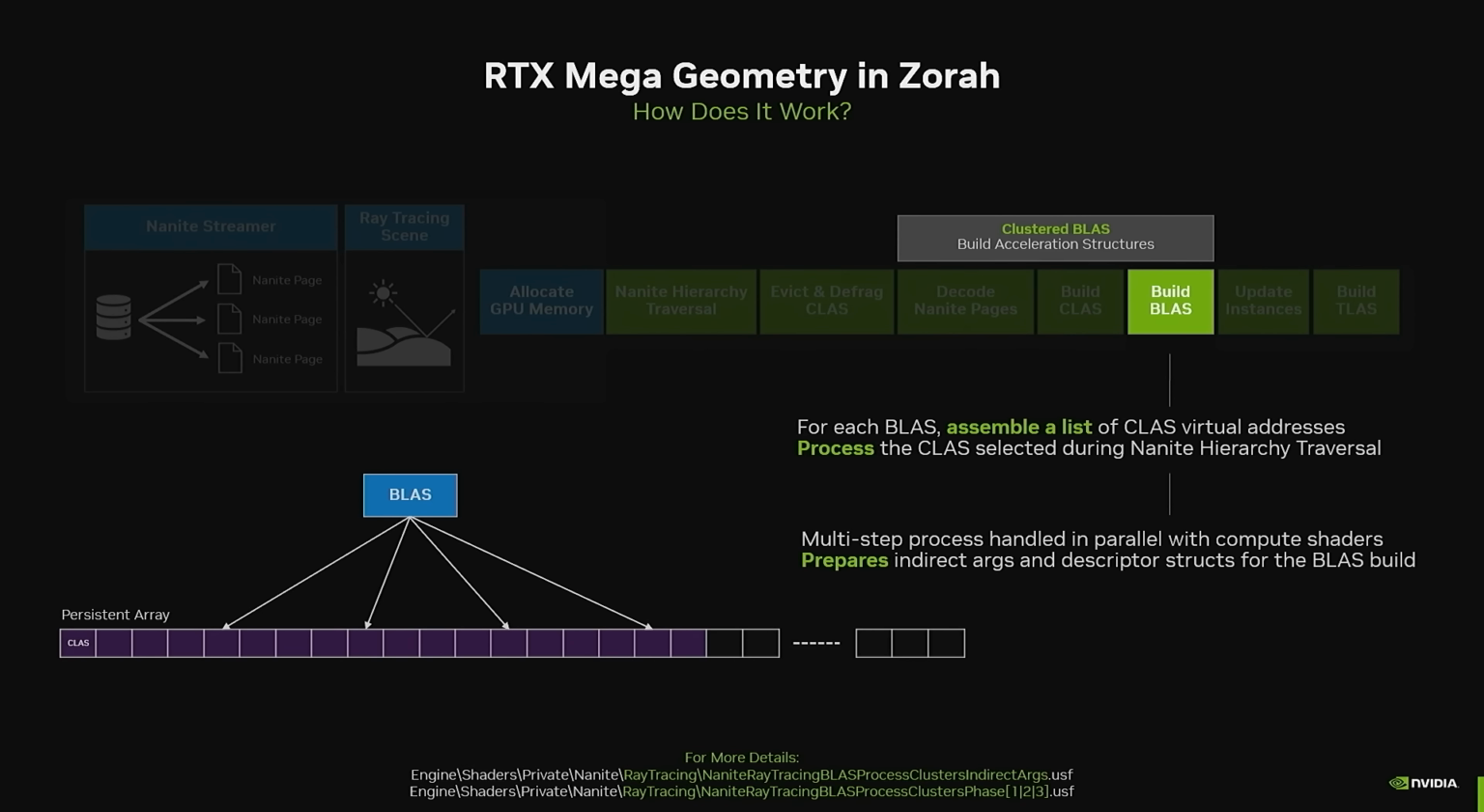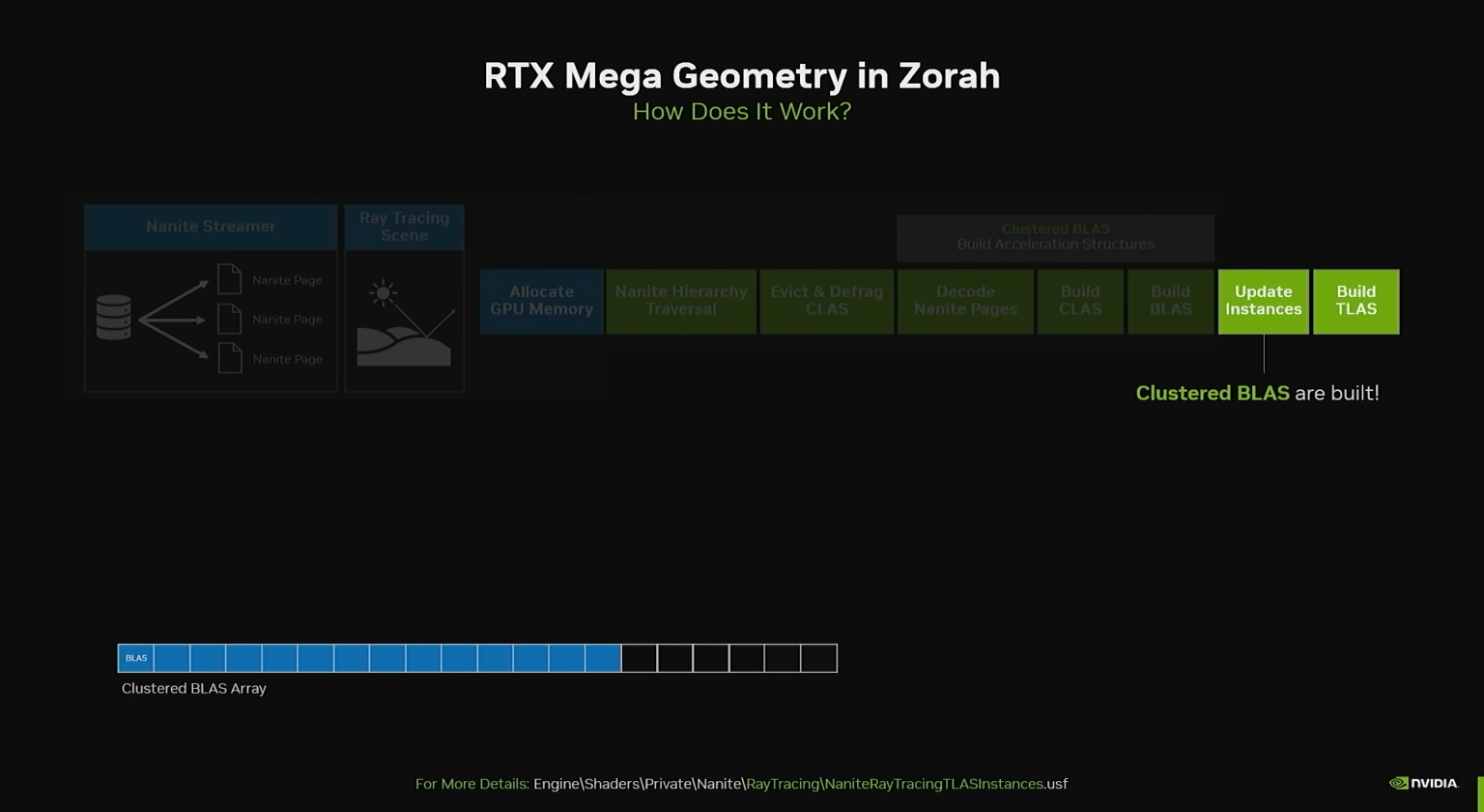Again, this is a multi-step process. It's all handled in parallel in compute shaders. And just like before, its goal ultimately is to prepare indirect arguments and descriptor structs to hand this time to the BLAS builder. So once that's done, our clustered BLAS are all built. They're dropped in an array on the GPU.